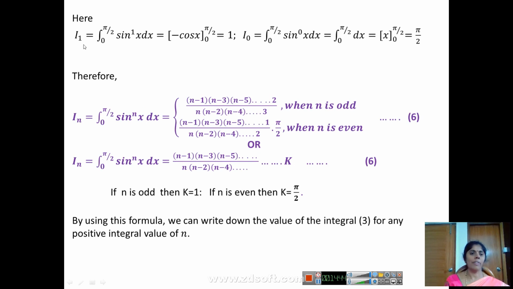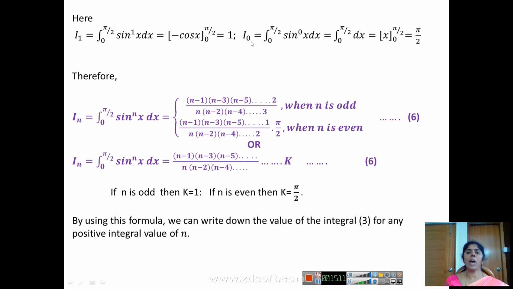If I consider here I1 equals integral 0 to pi by 2 sine to the power 1 of x into dx. Already we know that the integral of sine x is equal to minus cos x. Apply the limits, that is 0 to pi by 2. The first function, that is cos of pi by 2, is 0. Minus into minus becomes plus. Cos of 0 is 1. So I1 leads to the result, which is equal to 1.